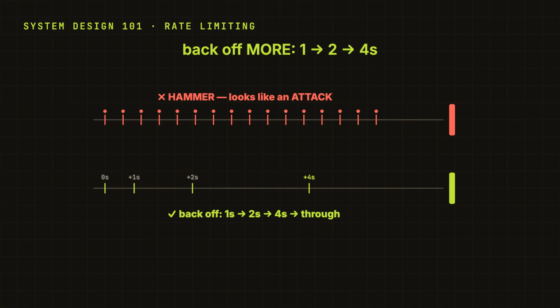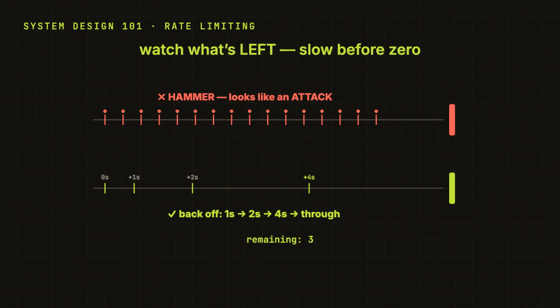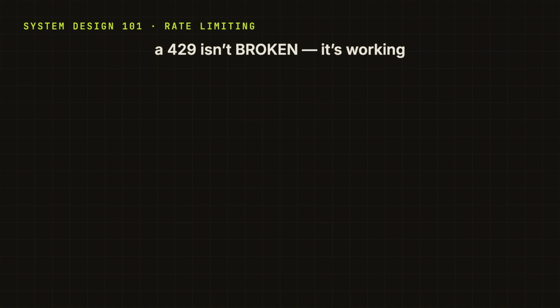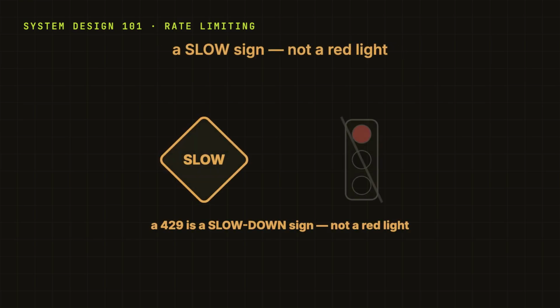And if you keep getting limited, back off more each time. Wait 1 second, then two, then four. And the really well behaved clients watch how many they have left and slow down before they hit zero. Because a 429 does not mean something is broken. It means the system is doing its job on purpose, protecting itself. Treat it like a slow down sign, not a red light.